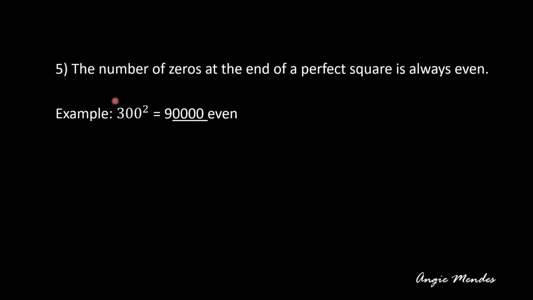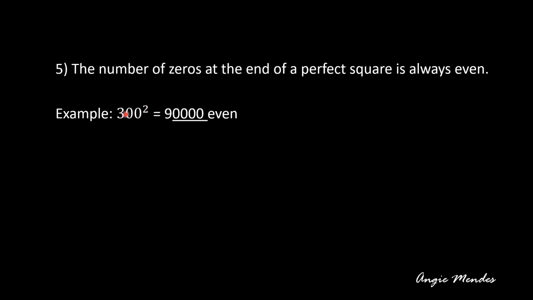This property states that the number of zeros at the end of a perfect square is always even. That is exactly what I've said in the previous slide, that square numbers, a perfect square, will only have an even number of zeros at the end. Okay, so let's take the example.